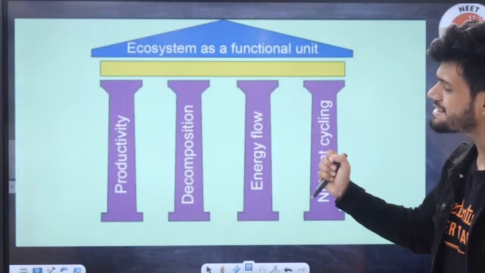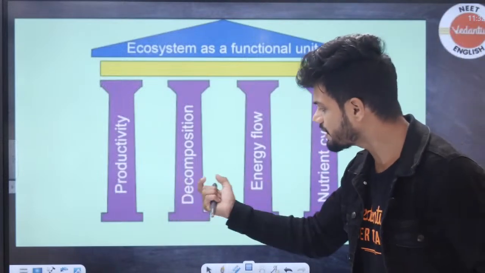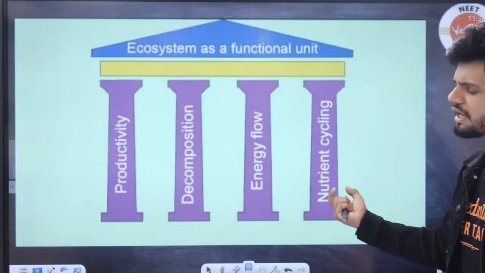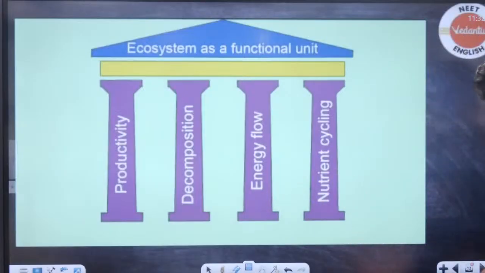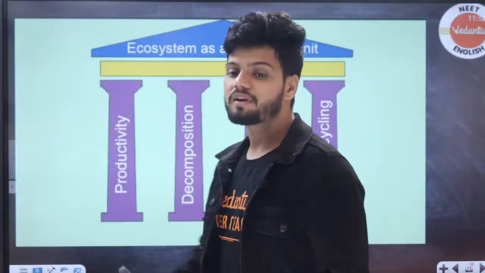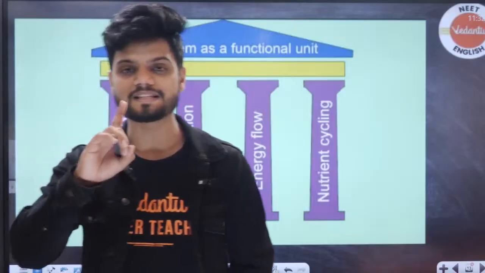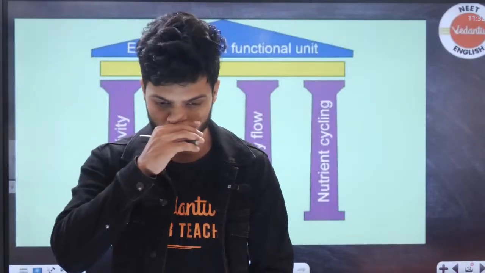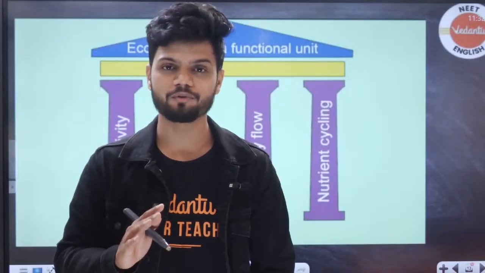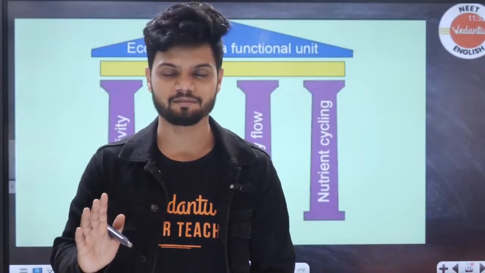So let us understand what productivity, decomposition, energy flow, and nutrient cycle are with the help of an example. Yes or no? I'll give you one simple everyday example first. Obviously, you need money to survive. All of you know we need money to survive.